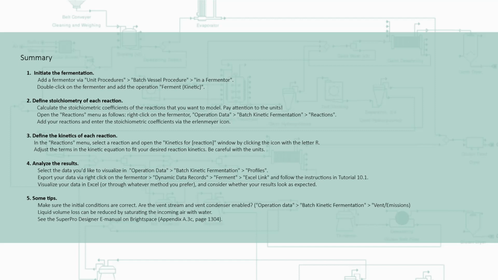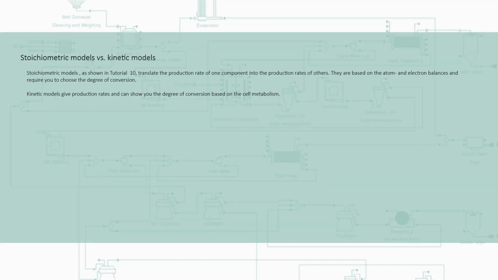e-manual provided on Brightspace. In Tutorial 10, you have already learned how to model stoichiometric fermentation, in which the degree of conversion of the reactants is chosen beforehand. In contrast, a kinetic model, as shown in this video, can show you the degree of conversion based on the metabolism of the production organism.